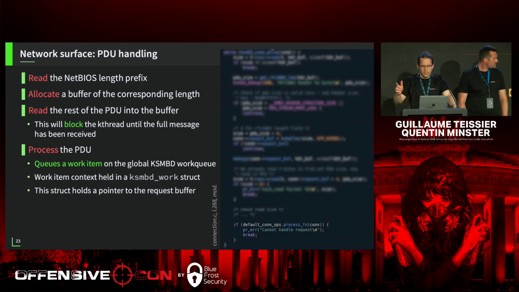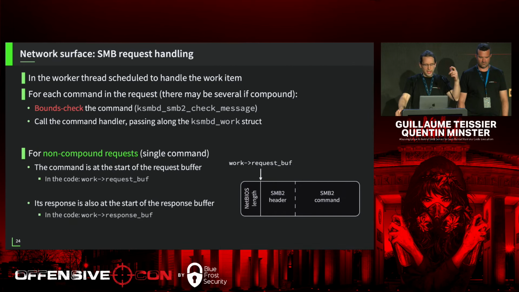Right. And then, well, you just process the full request that you received through a work queue. And KSMBD does that with a context, the KSMBD work structure, that holds a pointer to the request buffer and various kinds of stuff you need for the request processing. Okay, so once we have the request and we schedule it on the worker, it's going to get bounds checked for each command in the request, and there may be several if it's a compound command, and then the command handler specific to each command will get called. So for a request with a single command, you have a pointer in the work structure, request buff, that points to the start of the command that you're going to be processing. Right, so this is the buffer that holds the full request.